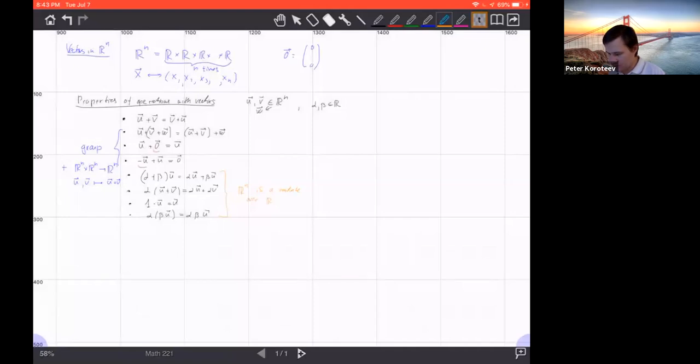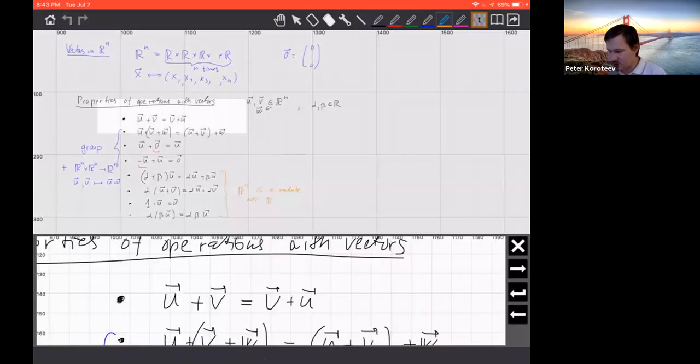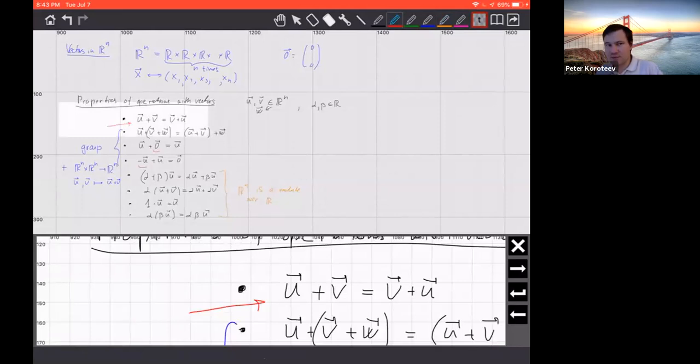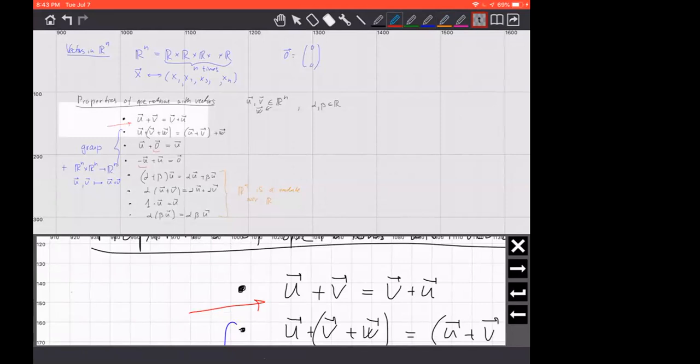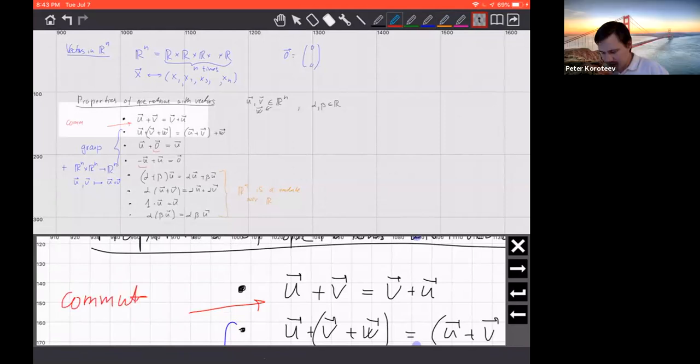Oh, and the first property, you probably know the name for it. The order of addition, so u plus v is equal to v plus u. Do you know how it's called? It's called commutativity. It's the commutativity of addition, right? So the order of vectors when you add them does not matter.